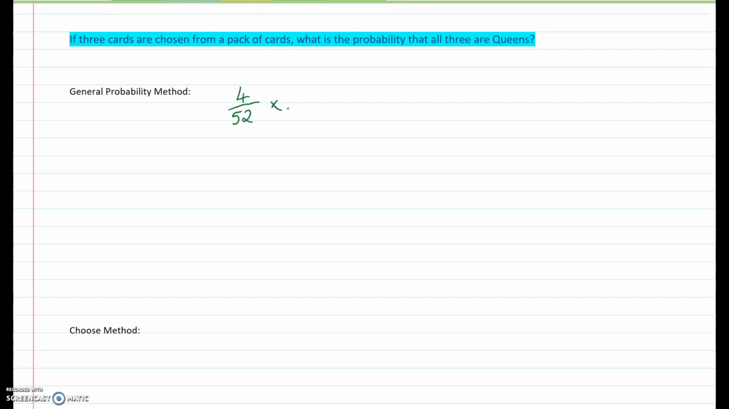Now, for the second choice, there are no longer 4, there are only 3 queens left, and there are no longer 52 cards in the pack, there are 51. So that's your probability of picking a queen in the second pick. The third one follows the same pattern. There are now 2 queens left, and there are 50 cards left in the pack. So when you multiply all of those together, you get a very, very small number, 1 over 5,525. Now, that's fairly straightforward.